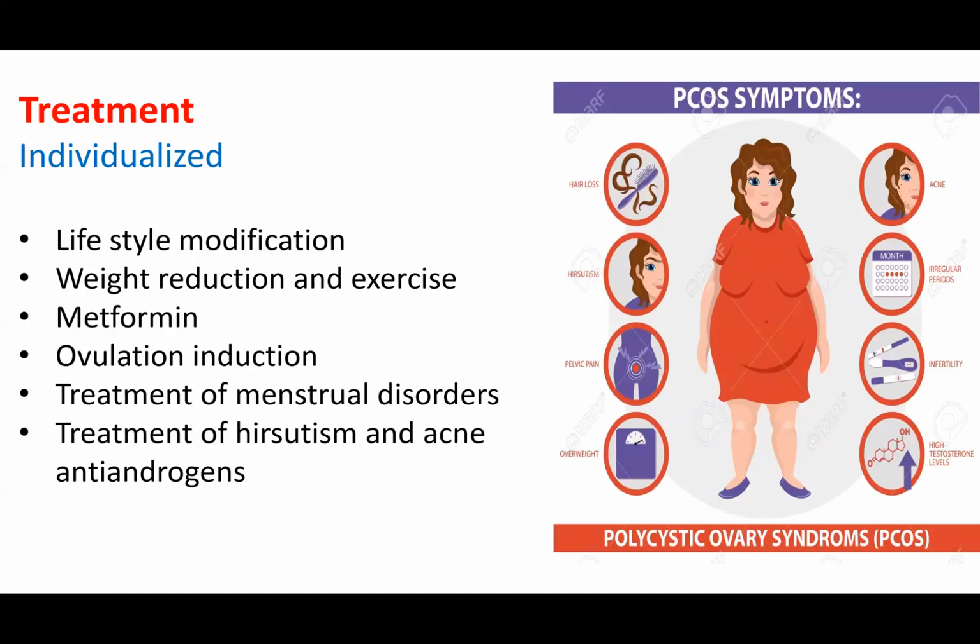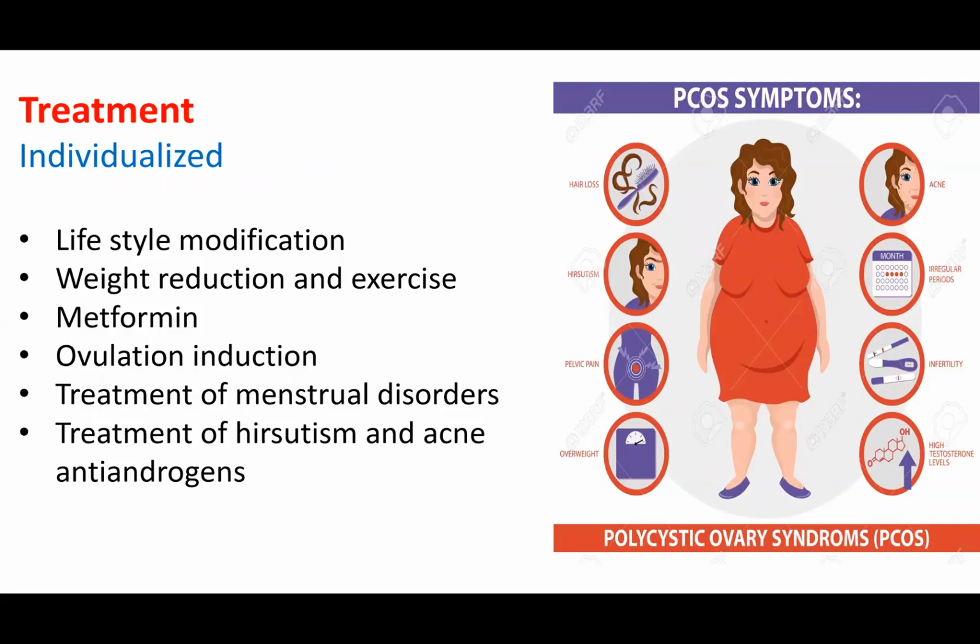Treatment, as I mentioned, should be individualized through lifestyle modification, losing weight, exercising more, and the anti-diabetic metformin, which is very effective in improving the sensitivity of the ovaries to insulin, because there will be insulin resistance in cases of PCOS patients. If she is infertile, we may go for ovulation induction policies, or we can treat menstrual disorders by giving her progesterone or combined oral contraceptives.